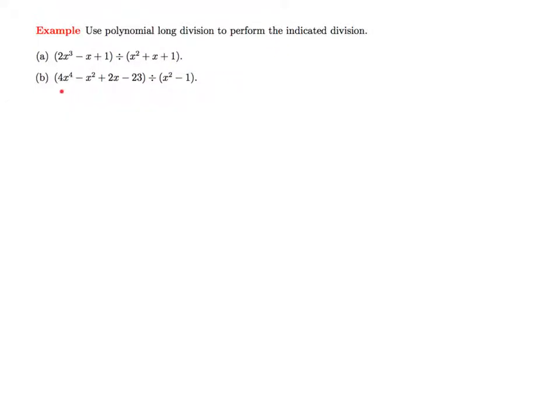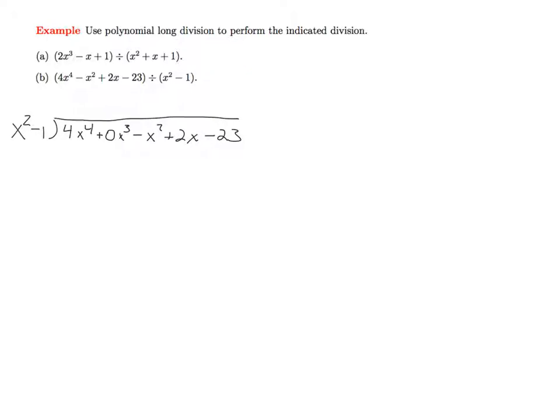In part B, we're going to divide 4x to the fourth minus x squared plus 2x minus 23 by x squared minus 1. Notice we're missing an x cubed term, so we want to be sure we include a placeholder for the x cubed term when we set up our division. So we have x squared minus 1, which we are dividing into 4x to the fourth plus 0x cubed, putting our placeholder for that term, minus x squared plus 2x minus 23.